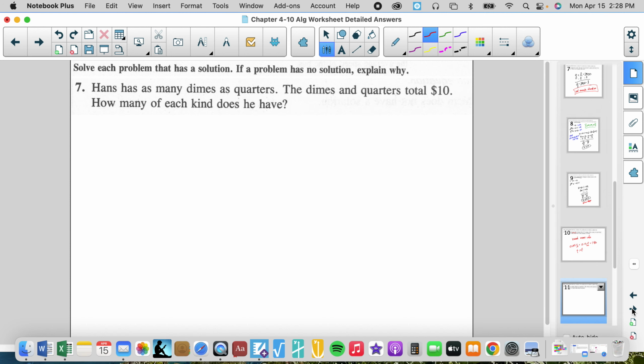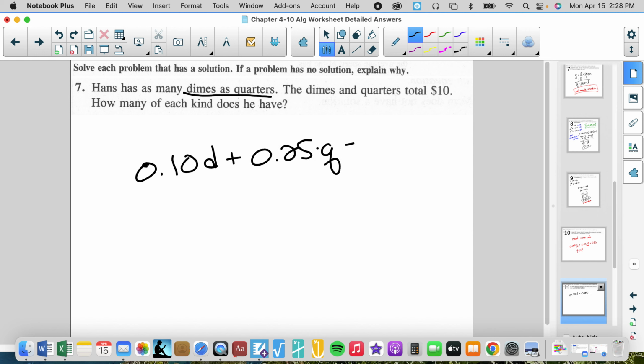Hans has as many dimes as quarters. So now we see the relationship. We know the relationship. The dimes and quarters total $10. How many of each kind? So we know that dimes plus quarters, we take 25 cents times the number of quarters, is going to equal $10. And we know that dimes and quarters are the same, so we can give it the same variable.